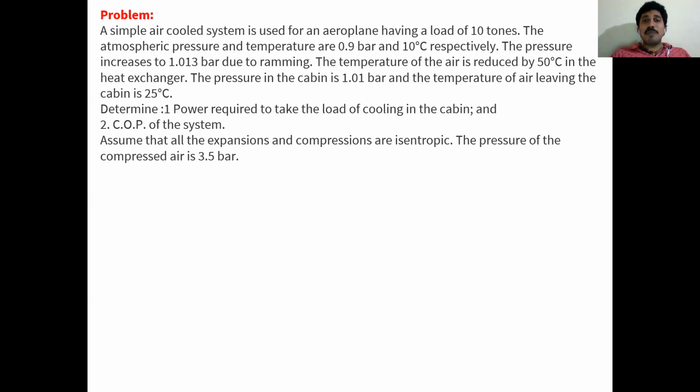The pressure in the cabin is 1.01 bar. So the cabin pressure is less than the ramming pressure, which is 1.01 bar, and the temperature of air leaving the cabin is 25 degrees Celsius. If you want to discharge air from the cabin, that temperature value is given as 25 degrees Celsius. That is called the cabin temperature.